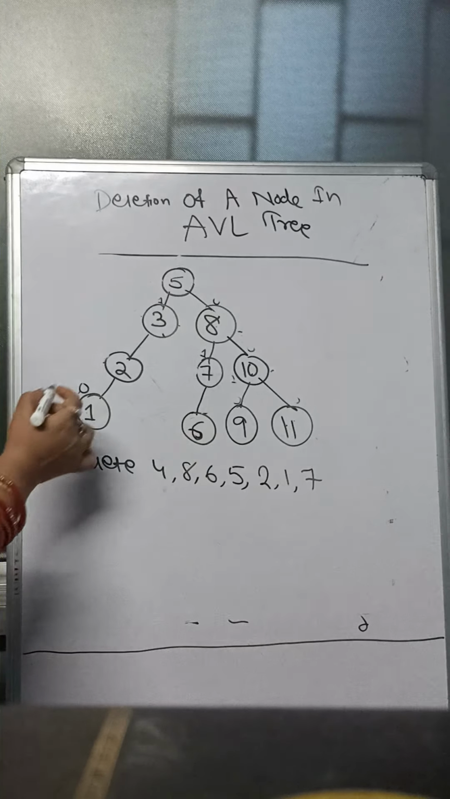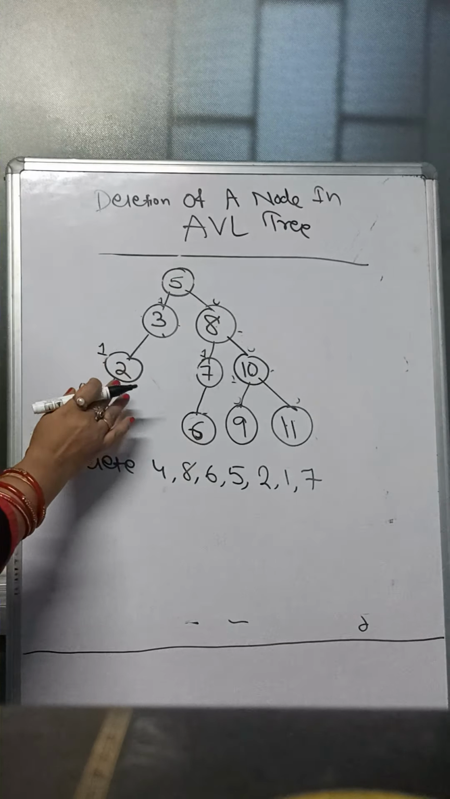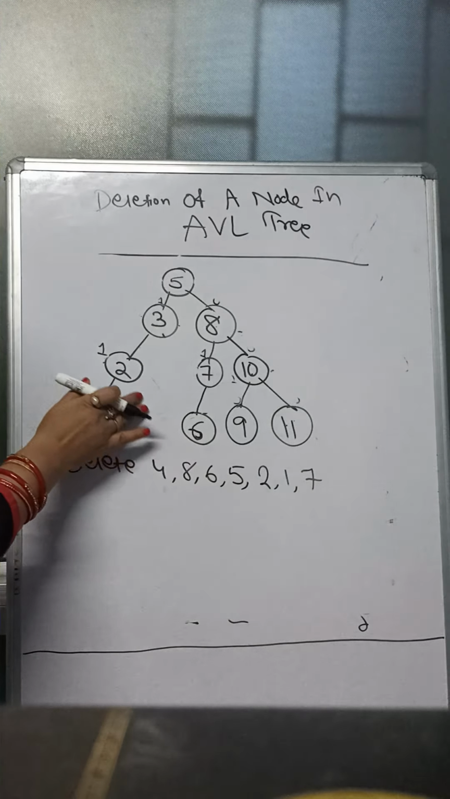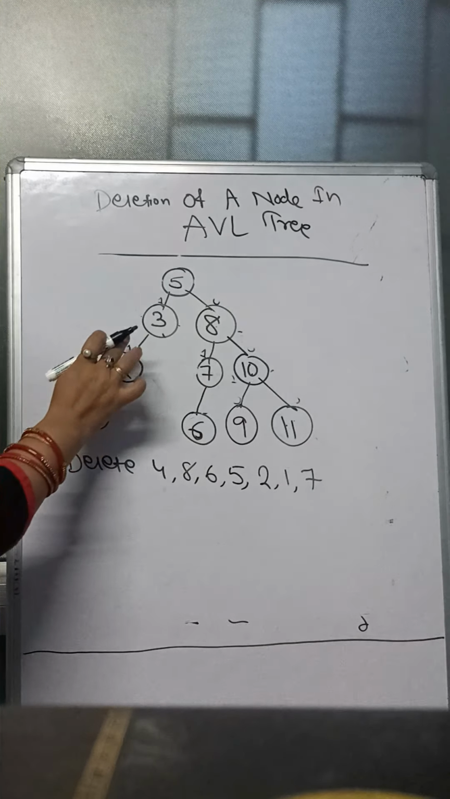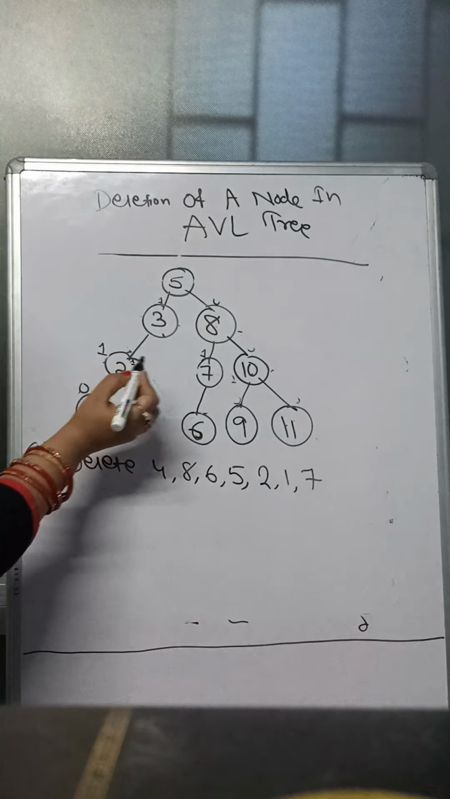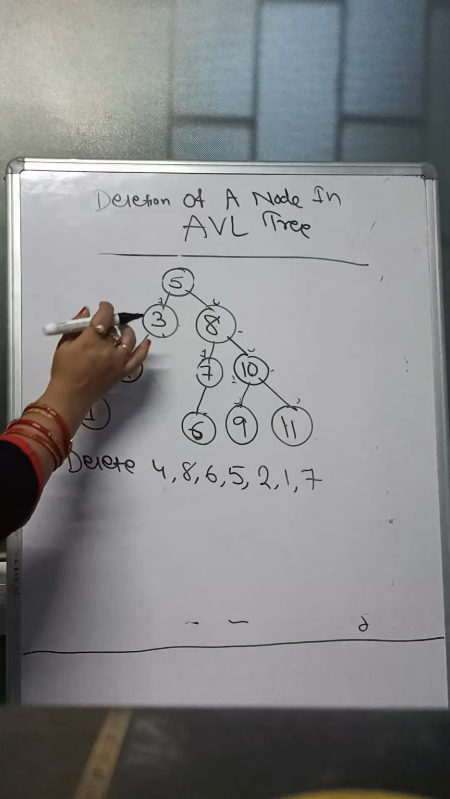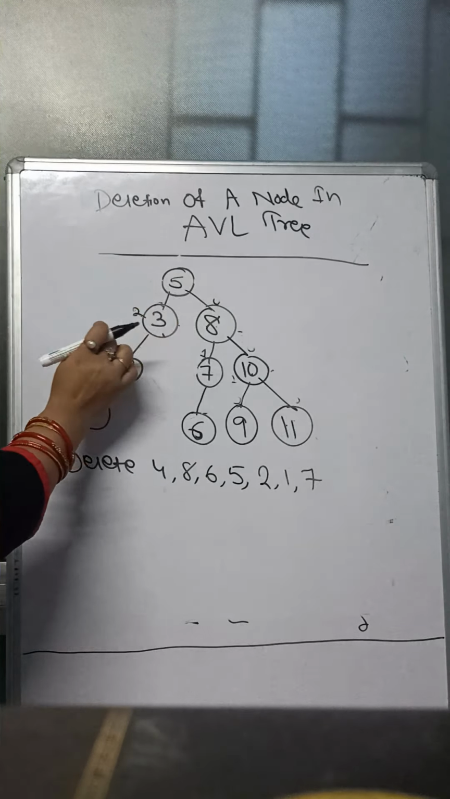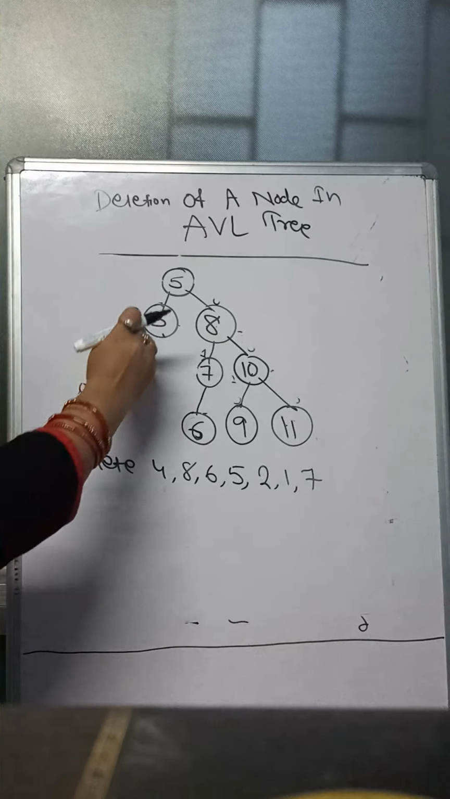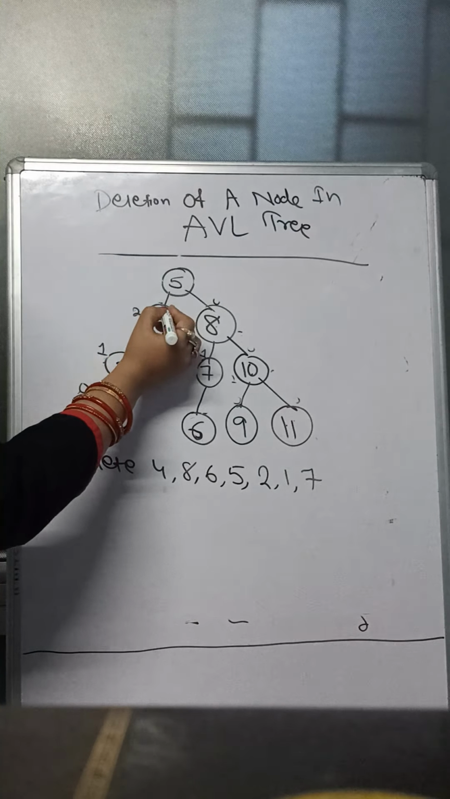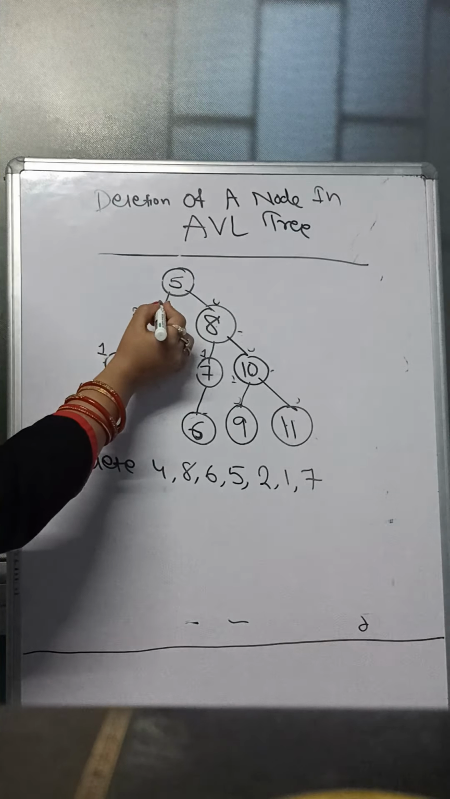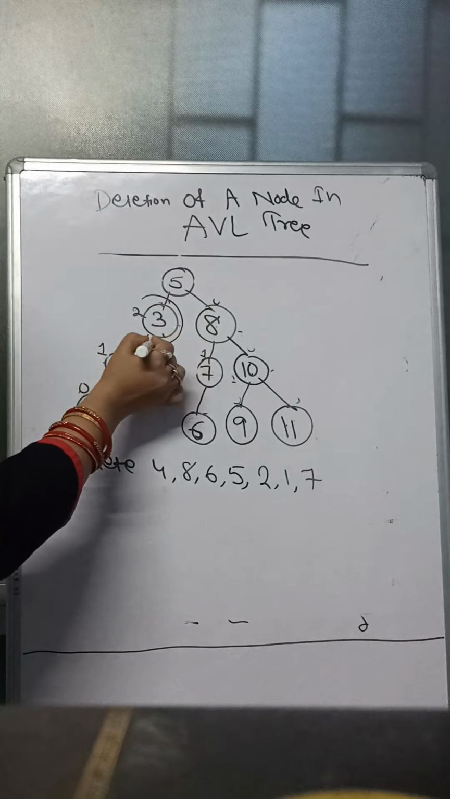0, 1, 0, 1. Then there is no right side, so the balance factor is 1. Okay, I will write inside that the balance factor is 1. Then 0, 1, 2. Your left side tree's balance factor is 2, but there is no right side subtree. So here its balance factor is 2. So here imbalance occurs.